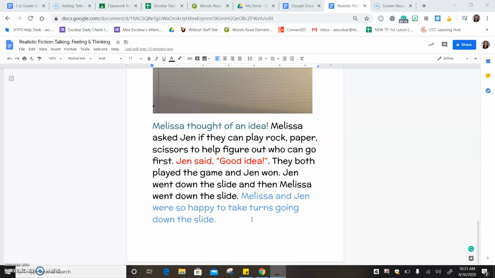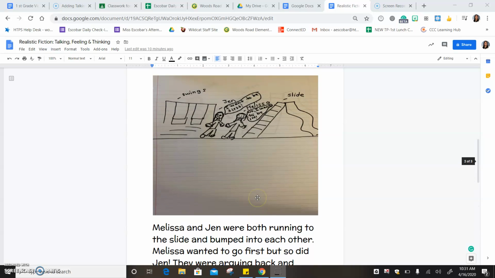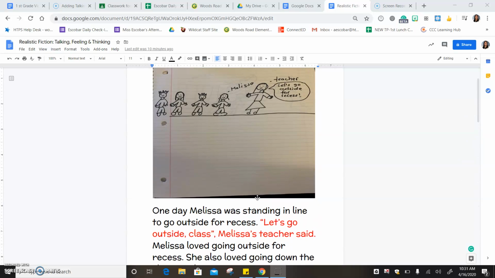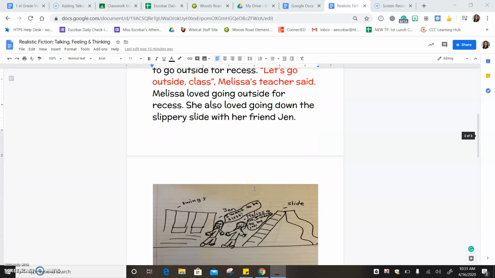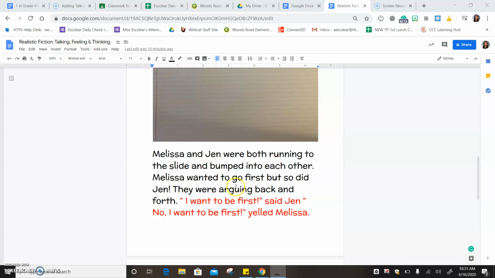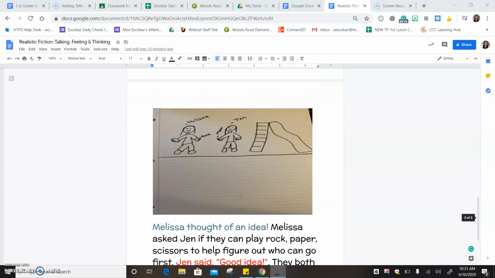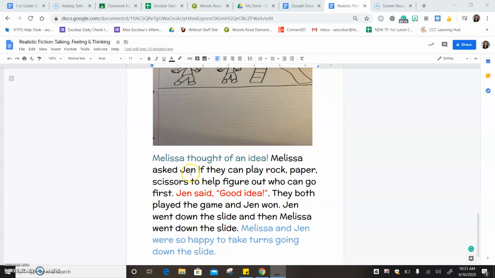And now I'm going to see if I have any thinking, if I wrote what Melissa was thinking. And so I noticed there was no thinking in my beginning, nothing in my middle, but I did have it in my ending. And I wrote, Melissa thought of an idea. This is when she was thinking of a way to help solve her trouble. And so I actually have all three in my story.